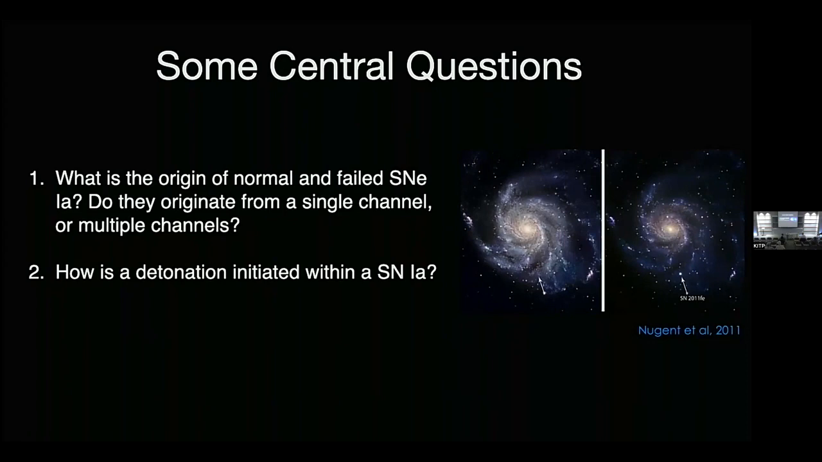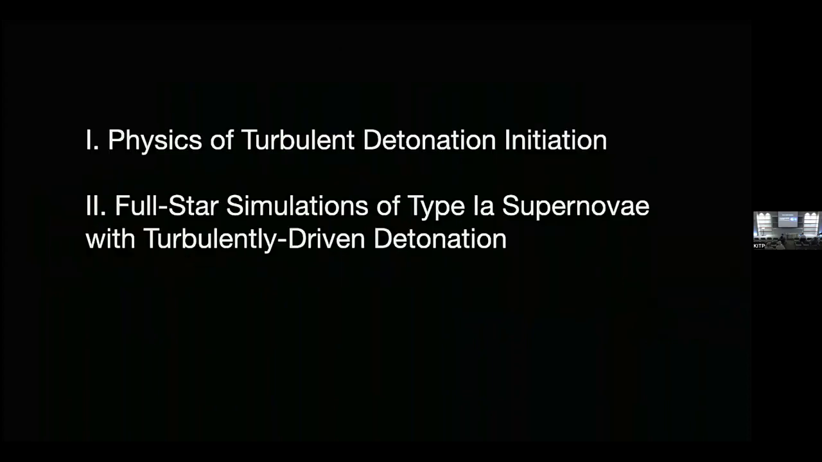Particularly, what is the origin of the so-called normal type 1a supernovae, that is, the run-of-the-mill standard brightness ones, and also occasionally we see some very dim supernovae. These are sometimes classified as type 1a X's, and those are failed explosions. Do these originate from a single channel or multiple channels? And secondly, how is a detonation initiated within the type 1a that gives rise to this explosion?